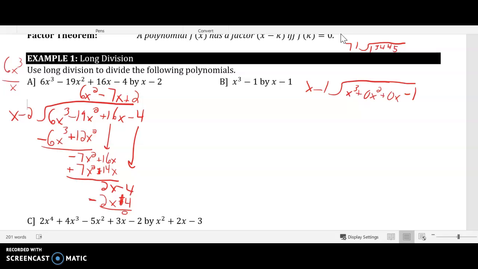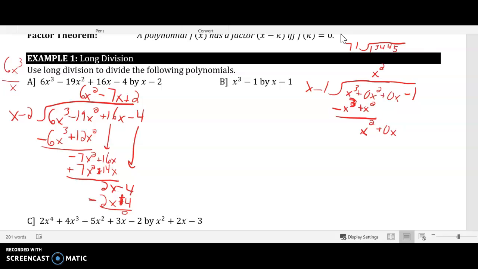So how many times does x go into x cubed? Goes in there x squared times. So x squared times that is x cubed minus x squared. Change your signs. Add the columns and you get x squared. Bring down your next number. You bring it down to 0x. It doesn't really matter, but I like to have my spaces held.